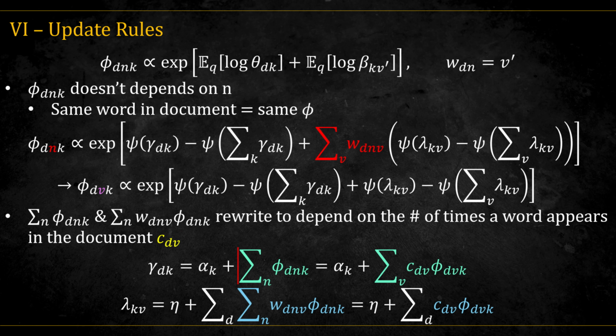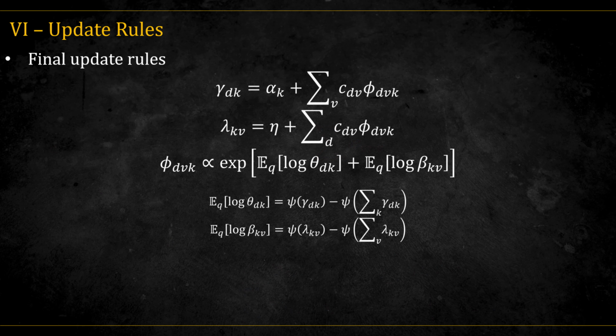Instead of summing over each word in a document, we can sum over all the words in a dictionary, multiplying by their count in a specific document. Likewise, for the lambdas, this sum of w times phi is actually equal to the number of times a certain word v appeared in the document times the corresponding phi. So the final update rules can be written as follows. These are the formulas we will use in the code implementation.